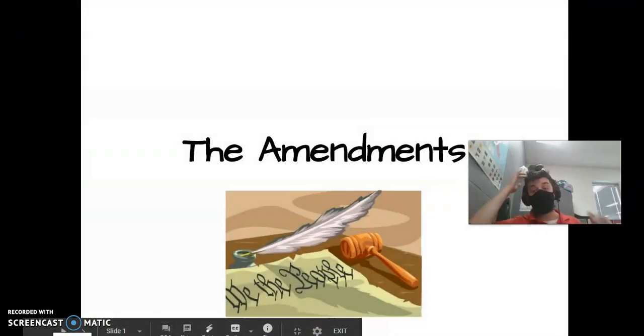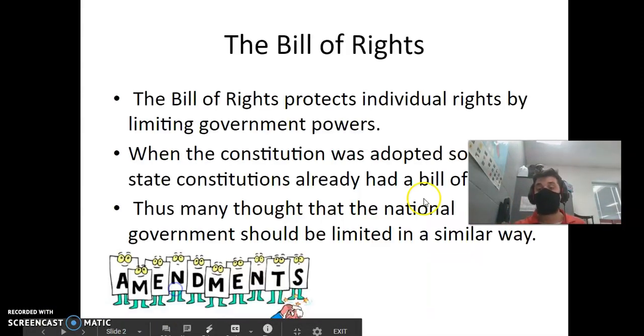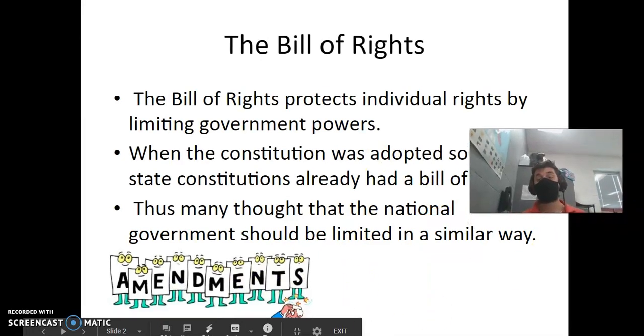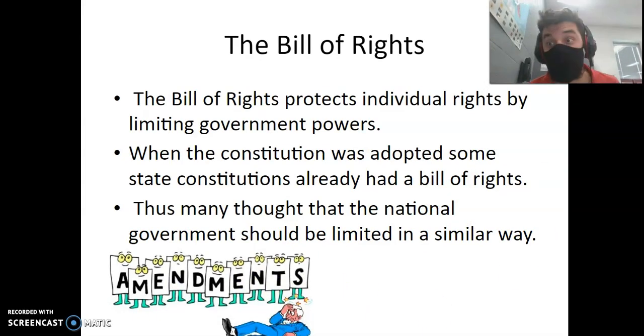So, we have the amendments. An amendment is literally mending the Constitution, a change. There are 27 total amendments in our Constitution, and the first 10 are always called the Bill of Rights, which protects individual rights and limits government powers. You may remember that the Federalists and the Anti-Federalists, this is one of the big things. Federalists had to promise a Bill of Rights in order to get the Constitution ratified, and the first 10 amendments became known as the Bill of Rights.